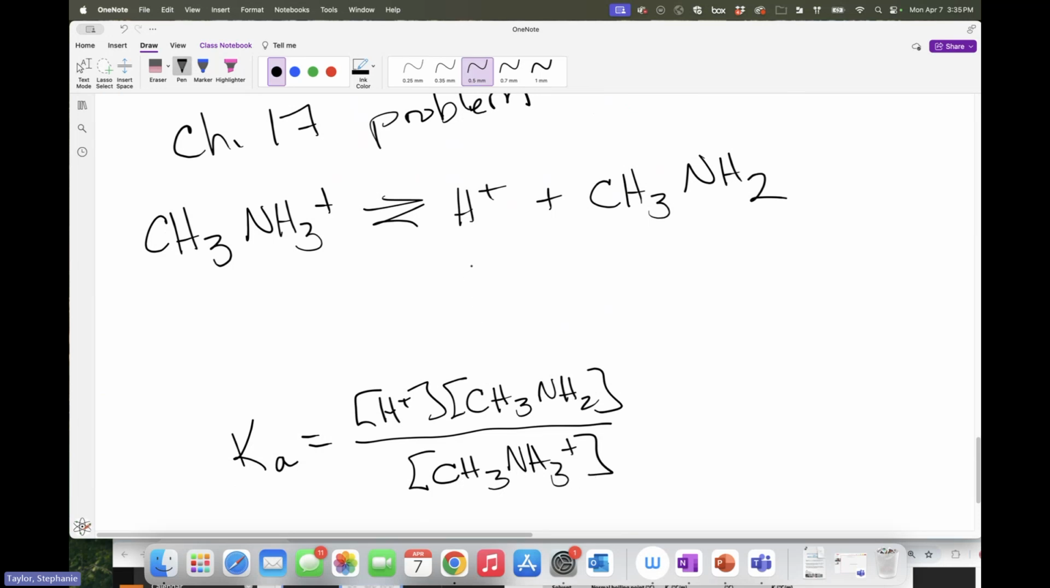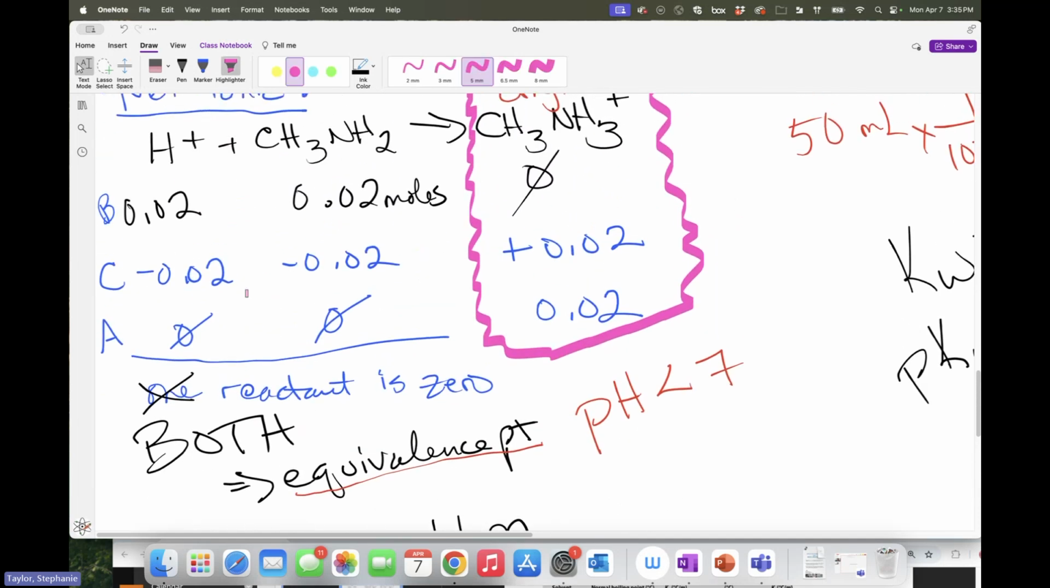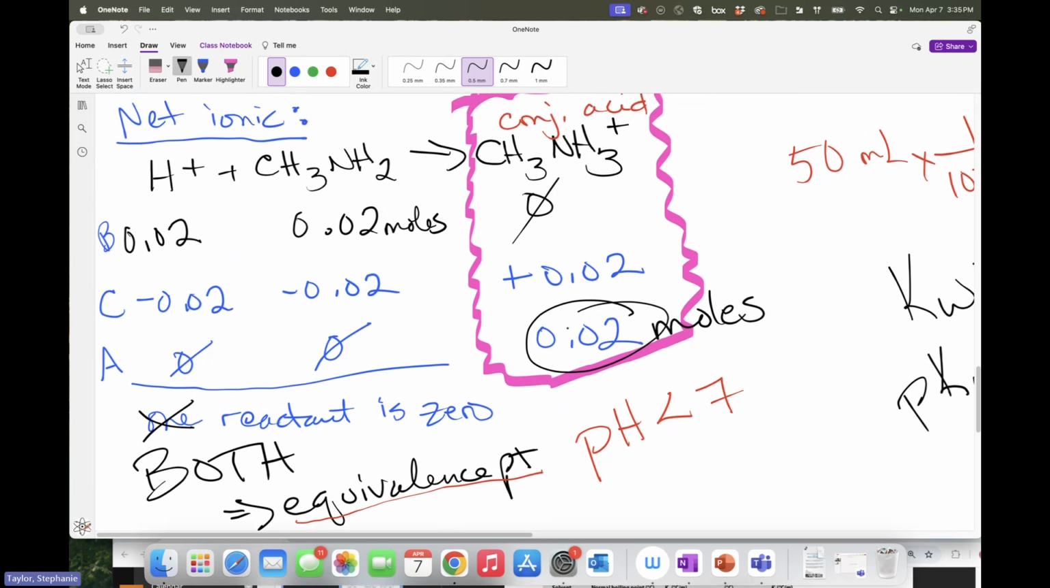So in order to solve this problem, I need 2 things. I need a Ka value, and I also need concentration. So it doesn't actually matter which one I solve for first. I guess we'll solve for concentration first, because as I scroll back up to my ice table, I see this lovely 0.02, but that is in moles. So I have 0.02 moles.